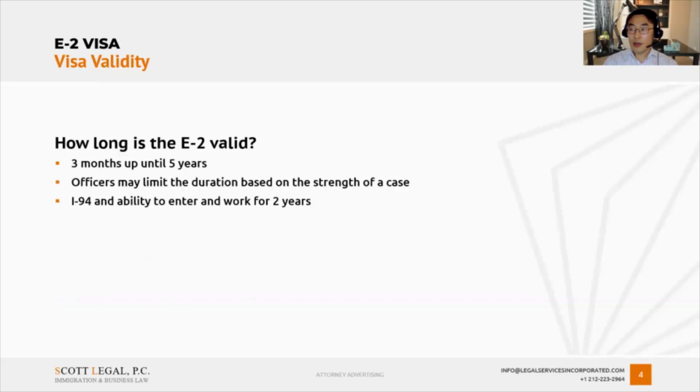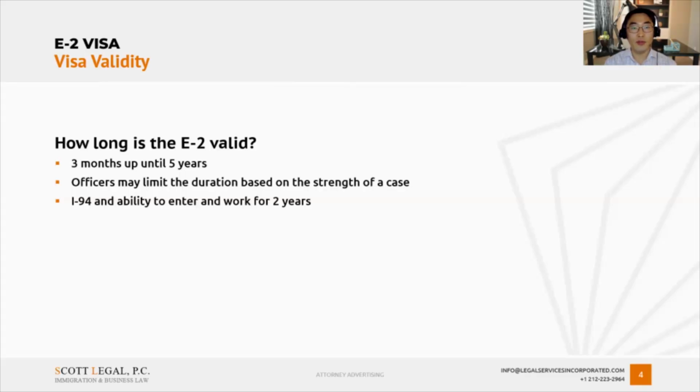Next slide. How long is E2 visa valid? It depends on the treaty agreement between the United States and the foreign country. It could be very short, like 3 months, or a maximum of 5 years. But even if you get 3 months on your E2 visa, it does not mean you will be allowed to run your business only for 3 months.